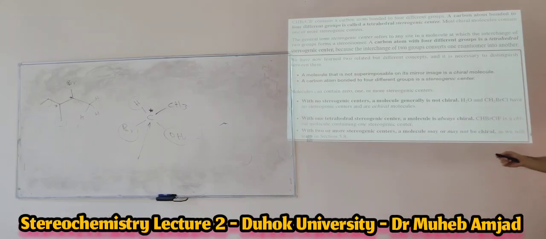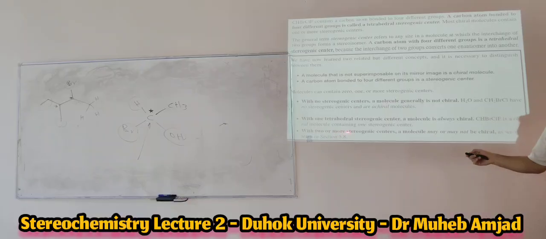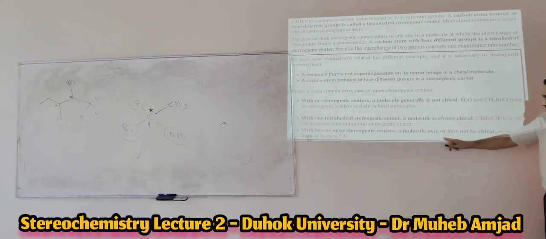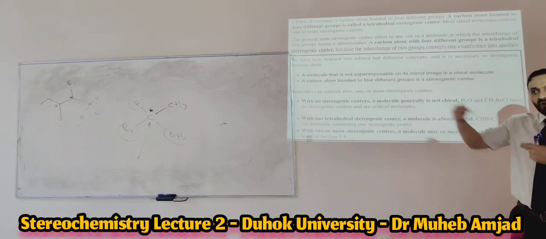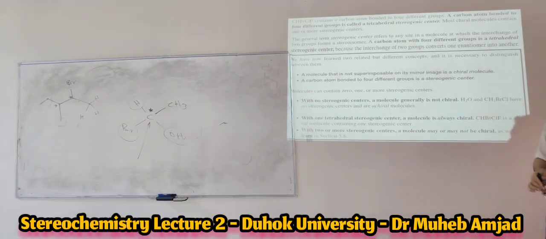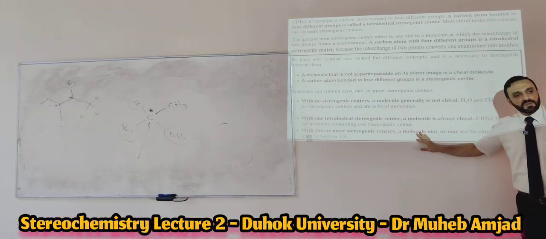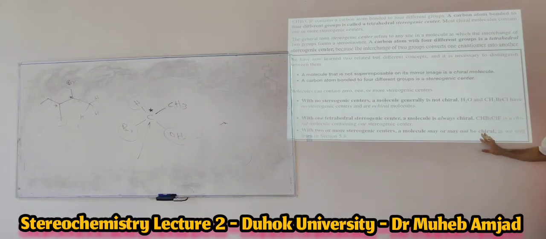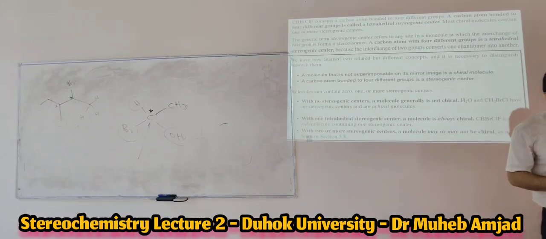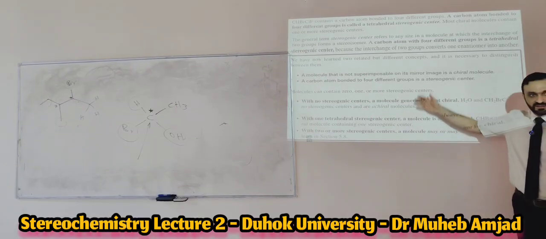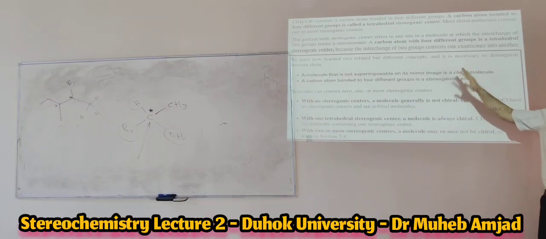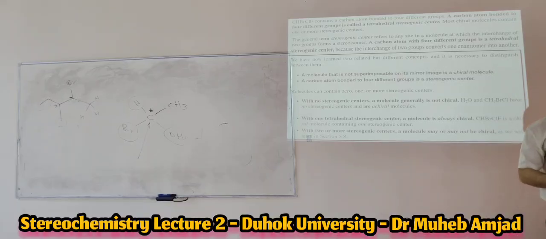Now, with 2 or more stereogenic centers, a molecule may be or may not be achiral, as I said to you. With 2 or 3 or more than 3 stereogenic centers, a molecule maybe will be a chiral molecule or will be an achiral molecule. Is it clear for you? Is it clear? We just take the stereogenic center, chiral, achiral. Okay? Nothing else.